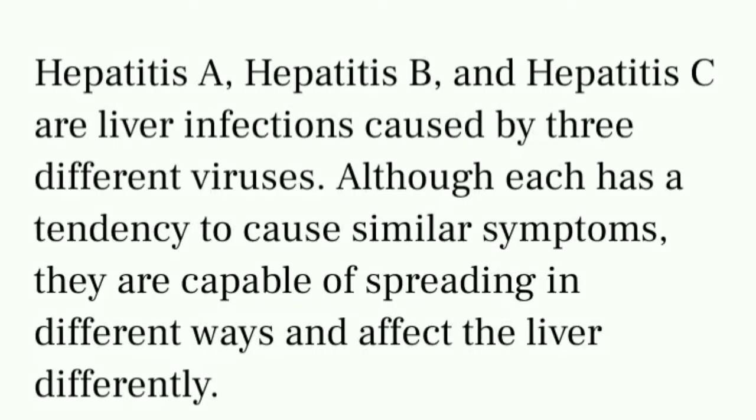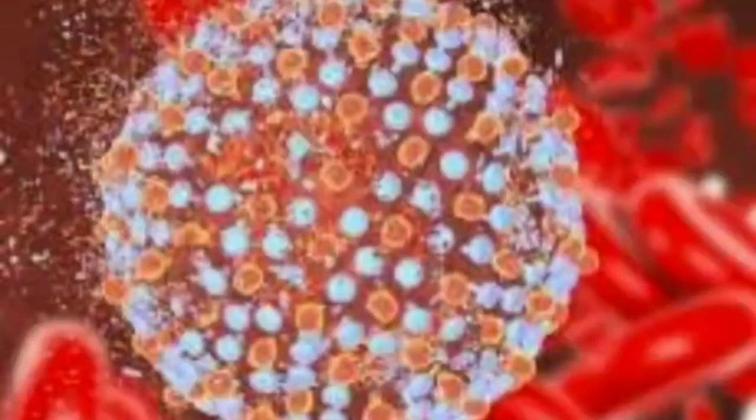So now let us discuss what are the varieties of hepatitis virus. So hepatitis occurs in three different varieties. That is hepatitis A, hepatitis B and hepatitis C viruses. Even though all the three viruses attack, that is, infect the same organ, the liver, and they also have similar symptoms, they are capable of spreading in different ways and they also affect the liver differently. So this is the structure of a hepatitis C virus.